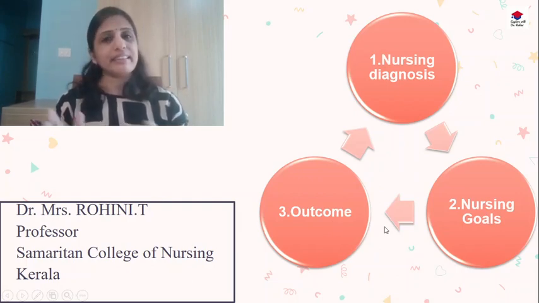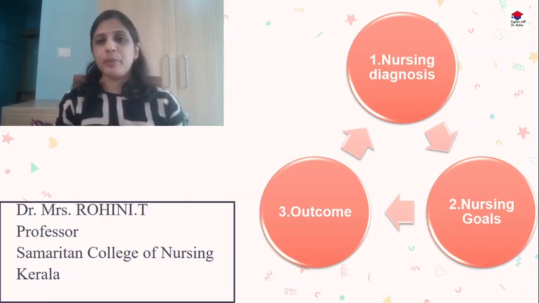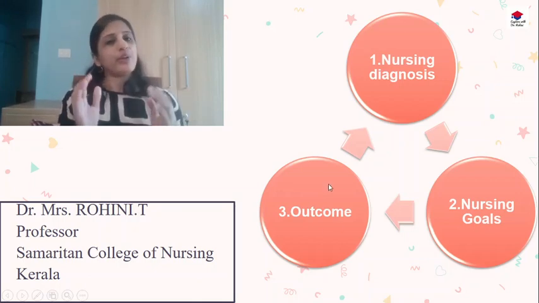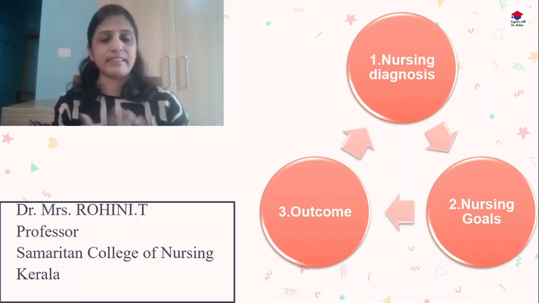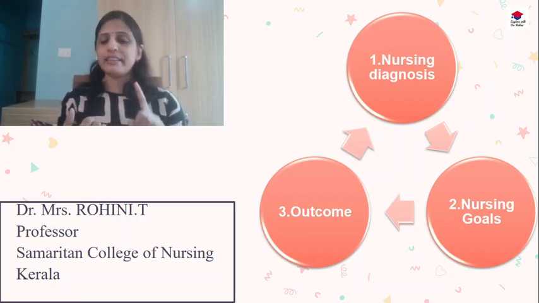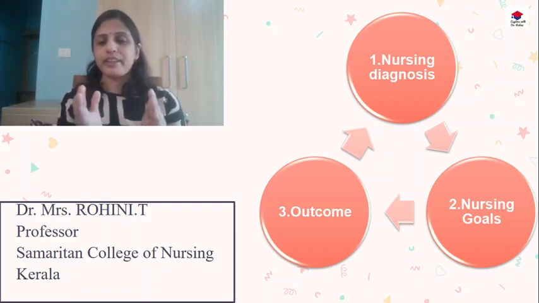So what are the three steps according to Betty Neuman? The first one is nursing diagnosis, the second one is nursing goals, and the third one is outcome. But if you look at our conventional nursing process, we have a 5-step nursing process: assessment, nursing diagnosis, objective, intervention, and evaluation. Now these things are clubbed in Neuman's theory.